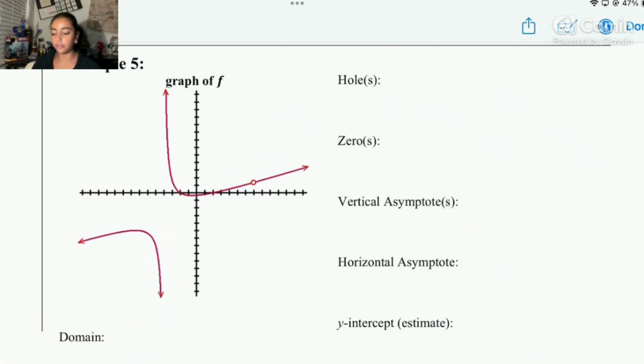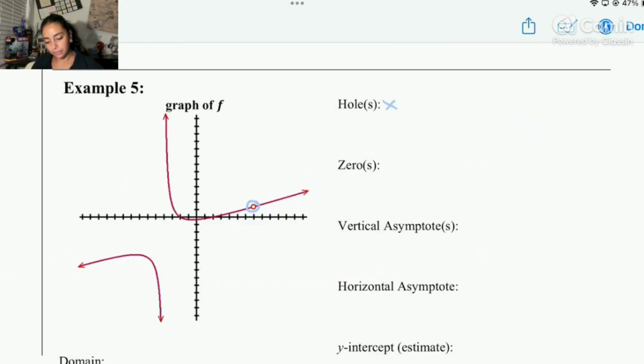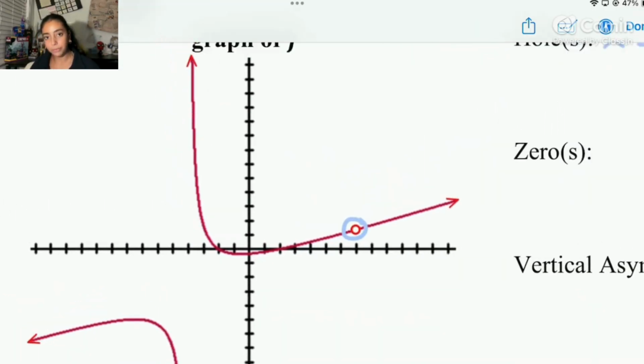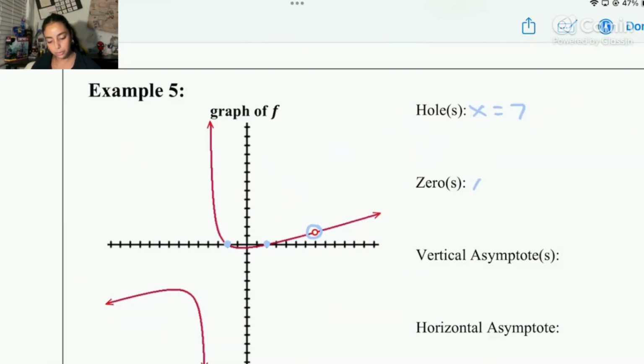Alright, now this one's just a little bit different because we're going to be finding all of these factors just based off the graph rather than the rational function. So here right off the bat, you can see there's a hole at x equals 1, 2, 3, 4, 5, 6, 7. So you can go ahead and put that. And then there's a 0. It's a little bit hard to see, but right here at x equals 2 and x equals negative 2. So you can go ahead and put those.